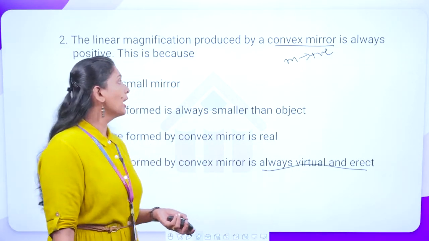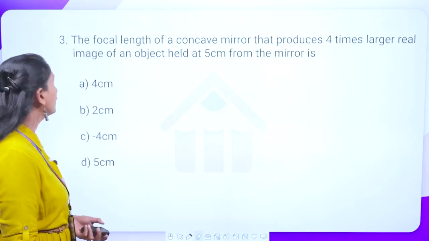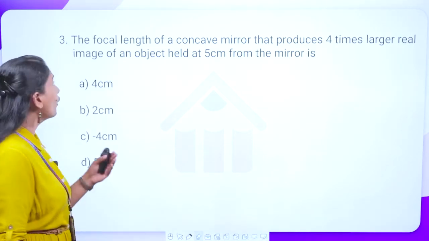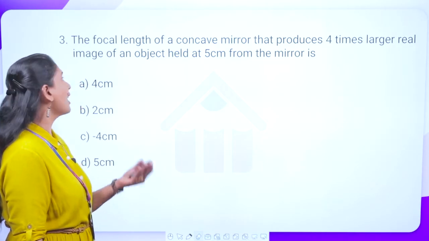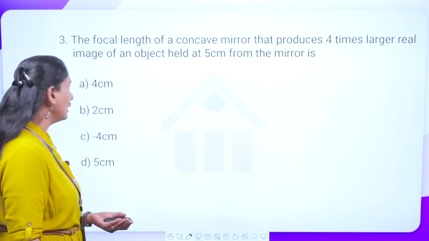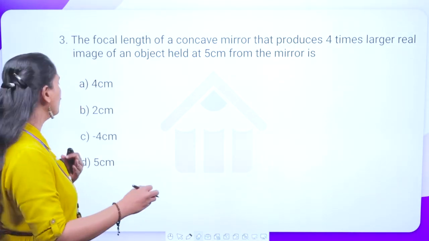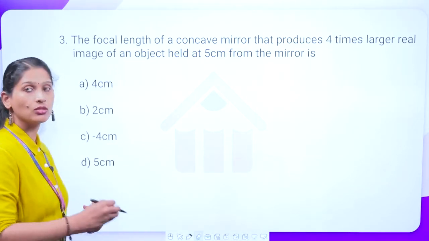Now let's see the next question, the third one. The focal length of a concave mirror that produces a 4 times larger real image of an object held at 5 centimeter from the mirror is.